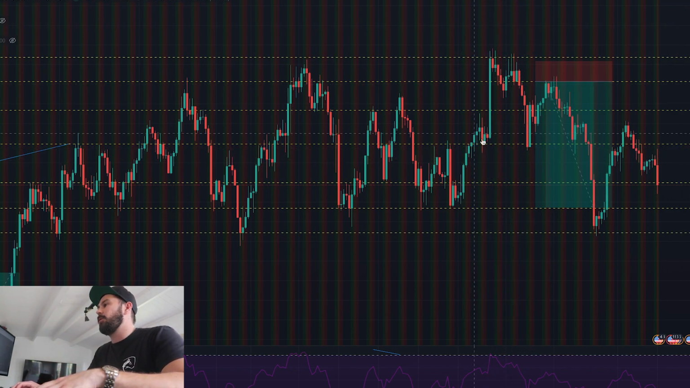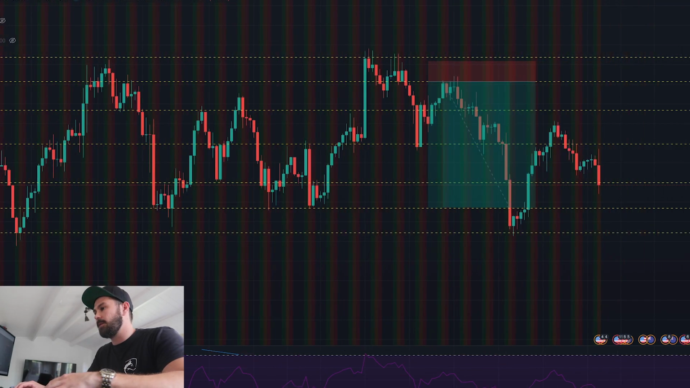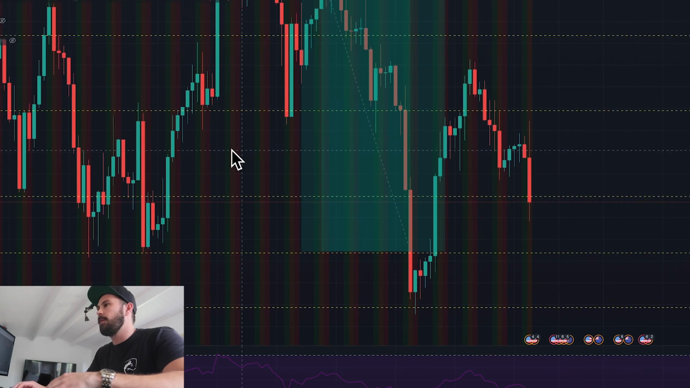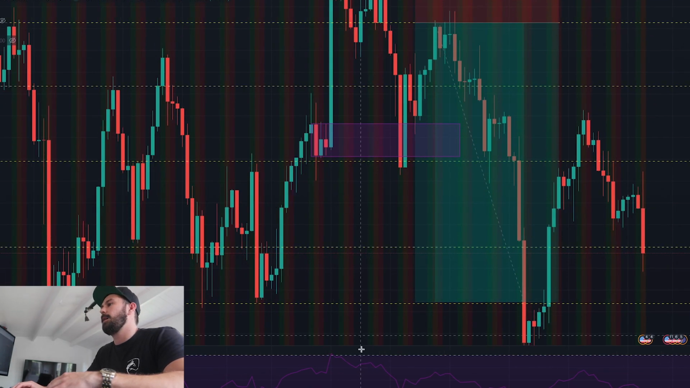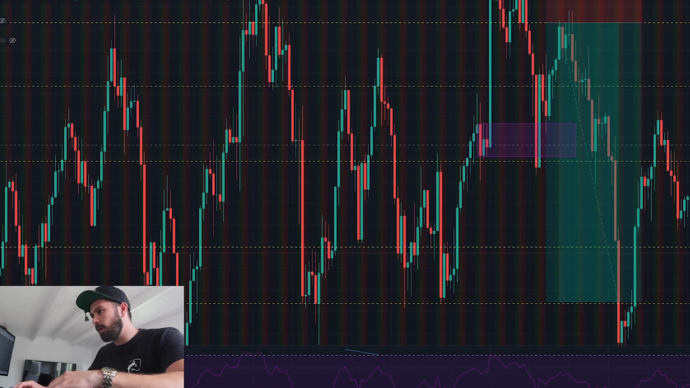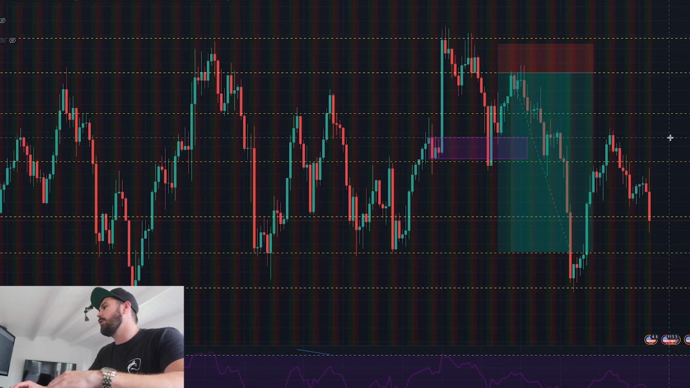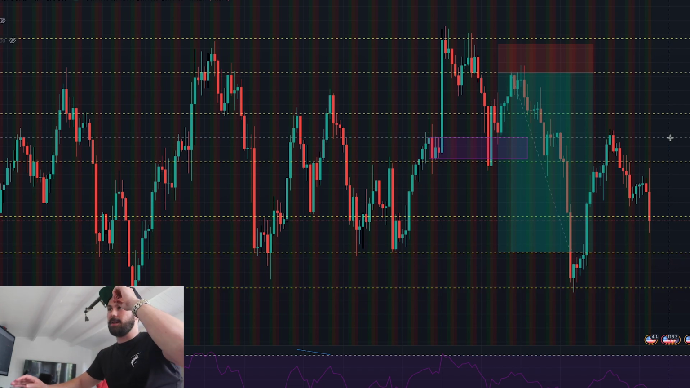Now what I was waiting for was a sign of weakness. I wanted to see this candle here. Let me zoom in. I wanted to see this candle here get broken, right? As you can see, it broke it. Why was that? Why do I want to see that? Because it shows me that I'm looking for sales here anyway. This is in a higher time frame point of interest.